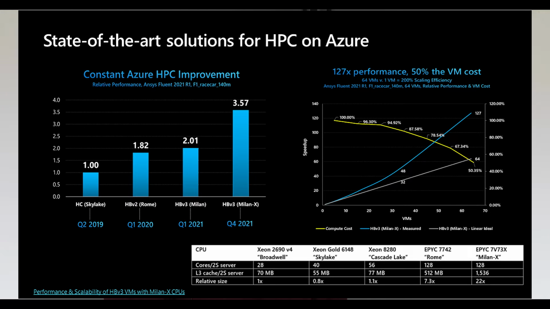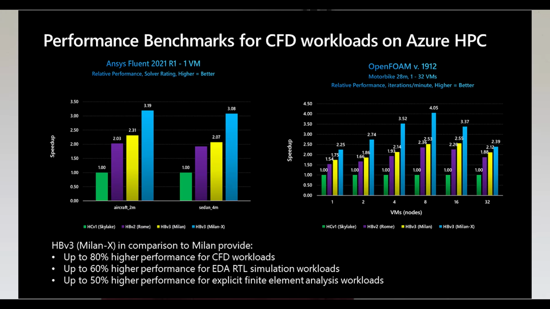So one thing to point out here, because we have the 2 HBv3s. The HBv3 was originally delivered on the Milan, but we subsequently updated it all to Milan-X. And so we've got charts here showing the relative performance for a Fluent 140 million cell race car across the different VMs, and they're being compared to the oldest one, the Skylake here.